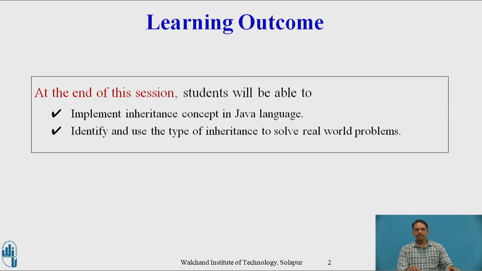Let us first understand what are the learning outcomes of this session. At the end of this session, students will be able to implement the inheritance concept in Java language. Students are also able to identify and use the different types of inheritance to solve real world problems.